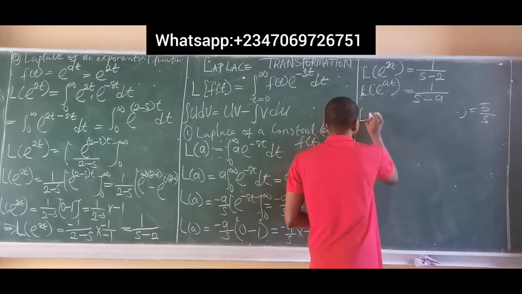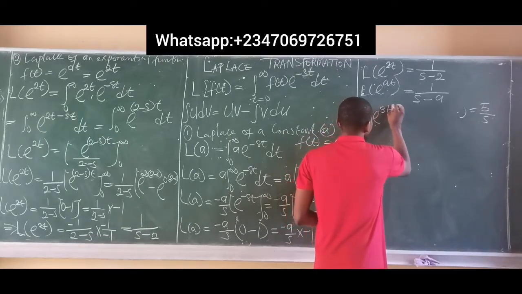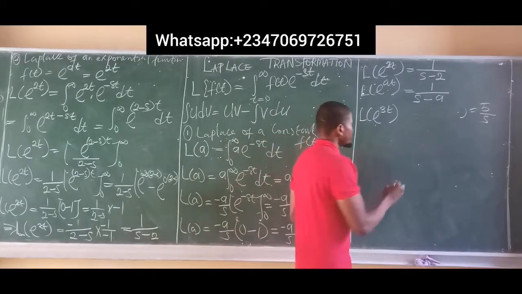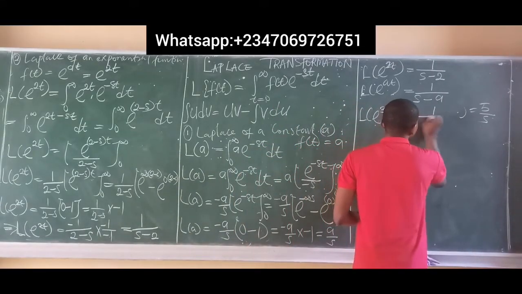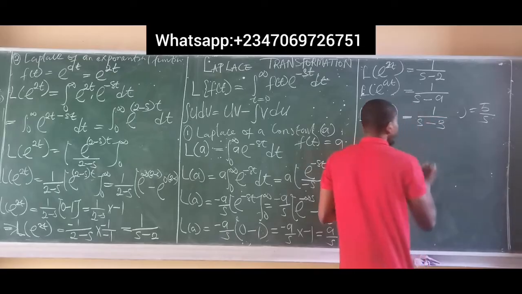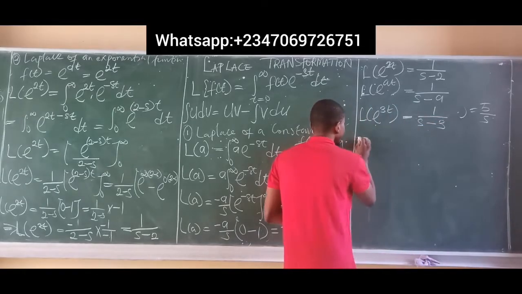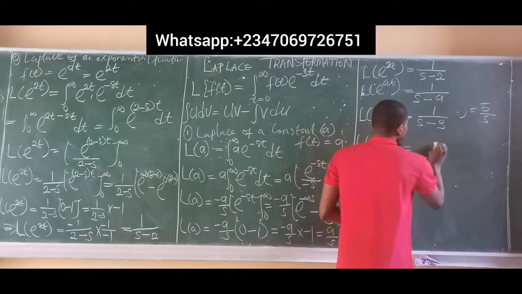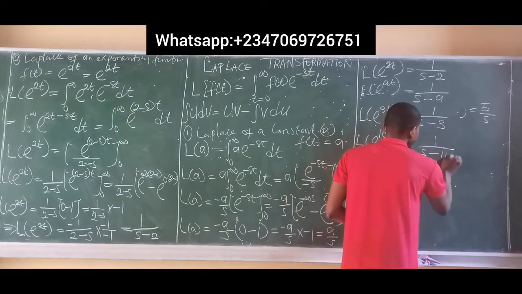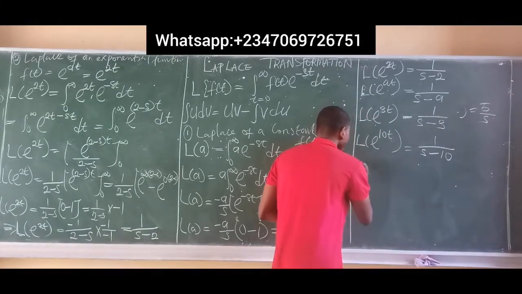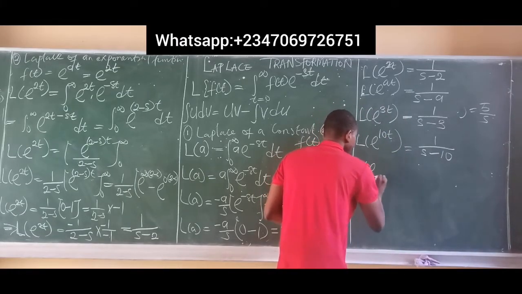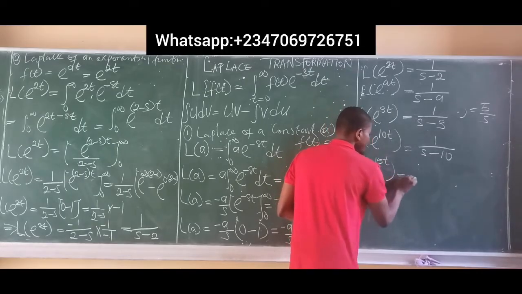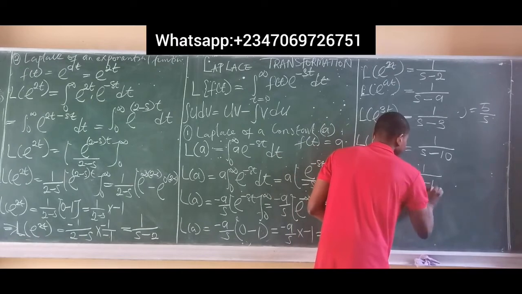Hence, the Laplace transform of exponential 3t, without having to solve, you should know: it is equal to 1 all over s minus 3. It's as simple as this. The Laplace transformation of exponential 10t is simply equal to 1 all over s minus 10. So always, the Laplace transform of, let's say, exponential 15t is simply 1 all over s minus 15.